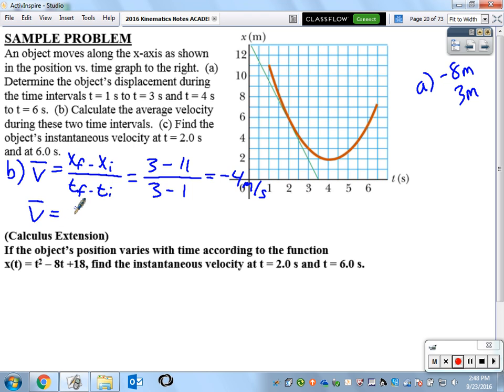Okay? Now, same deal. X final minus x initial over t final minus t initial. Now we're going to go from 4 to 6 seconds. Well, at 4 seconds, we said it was a position of 2. Then at 6 seconds, we said that was a position of 5. Well, 5 minus 2 would give us 3. 3 divided by 2 would give us 1.5 meters per second. Would be the average velocity during that interval.